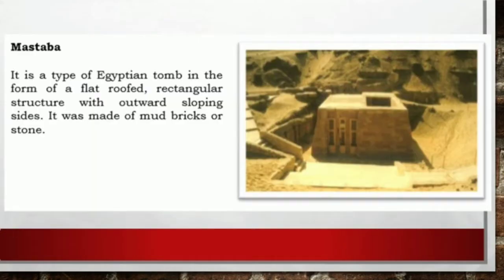Next, mastaba. It is a type of Egyptian tomb in the form of a flat-roofed, rectangular structure with outward sloping sides. It was made of mud bricks or stones.